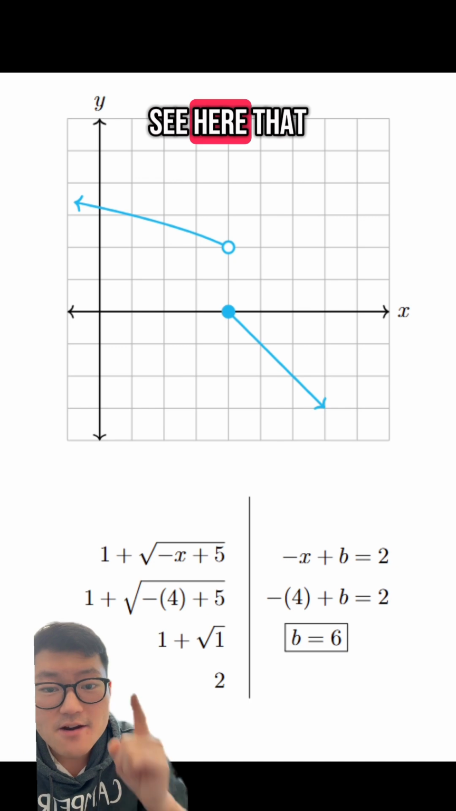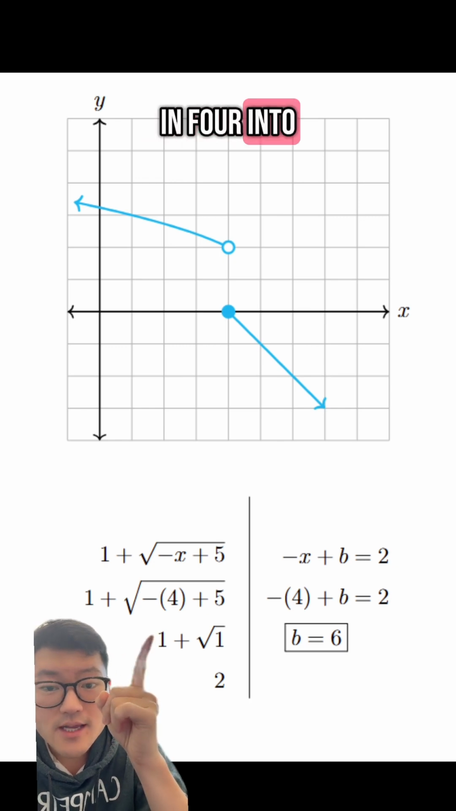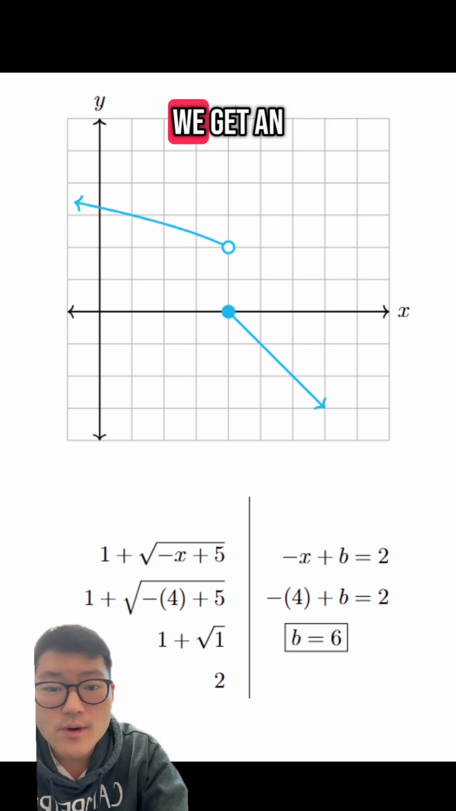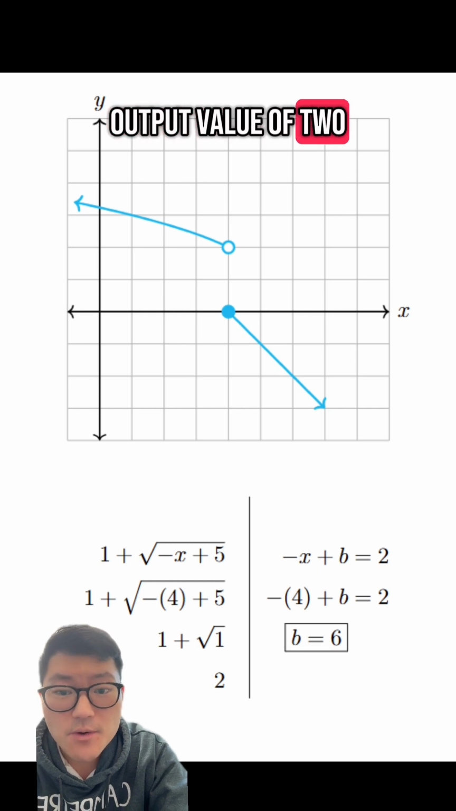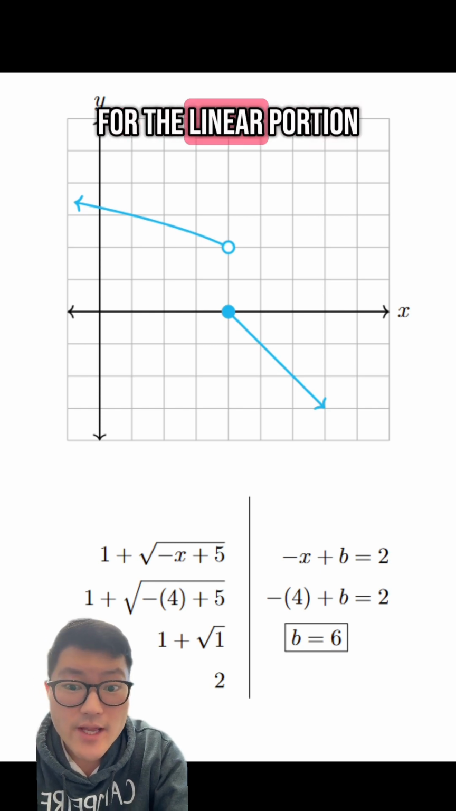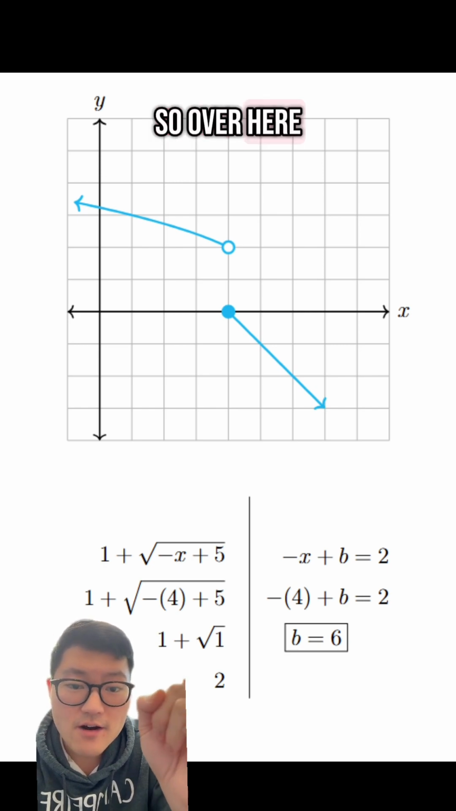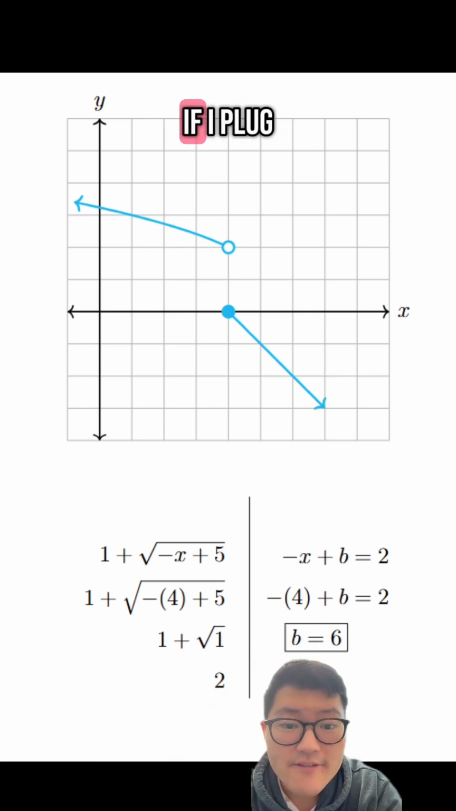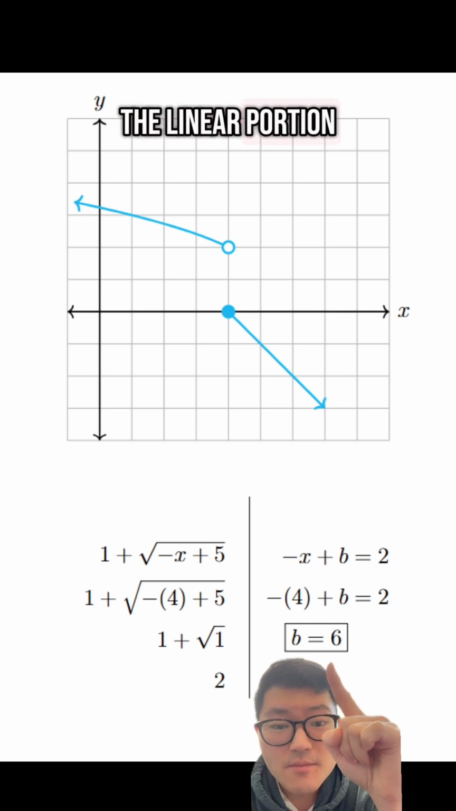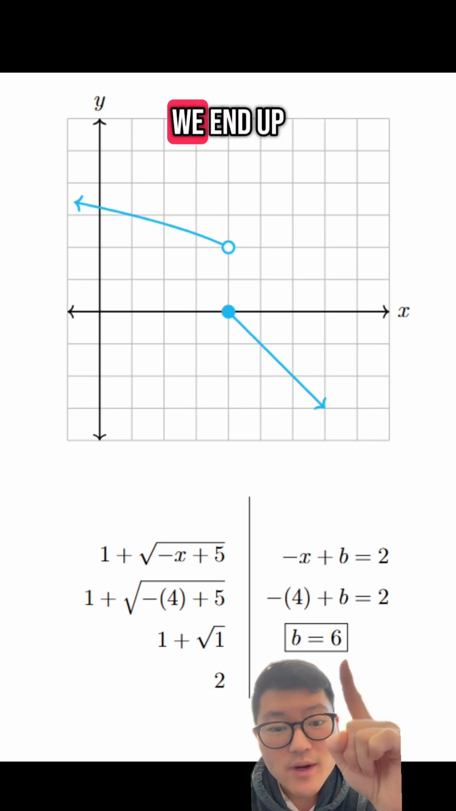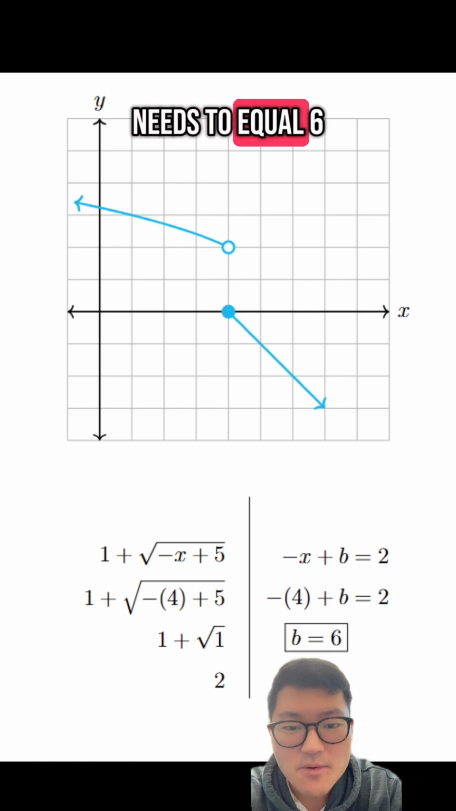So we can see here that when we plug in 4 into the square root function, we get an output value of 2, which means that for the linear portion, we need the y value to be 2. So over here on the right, if I plug in 4 into the linear portion and I solve for b, we end up getting that b needs to equal 6.